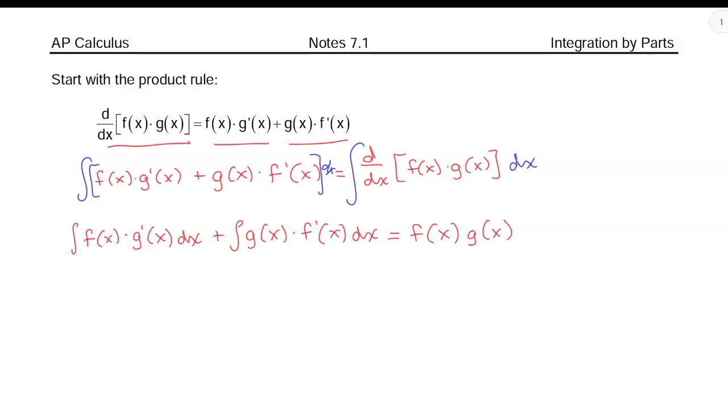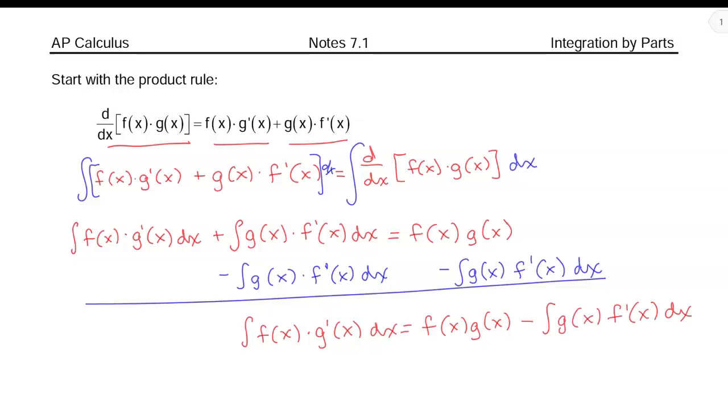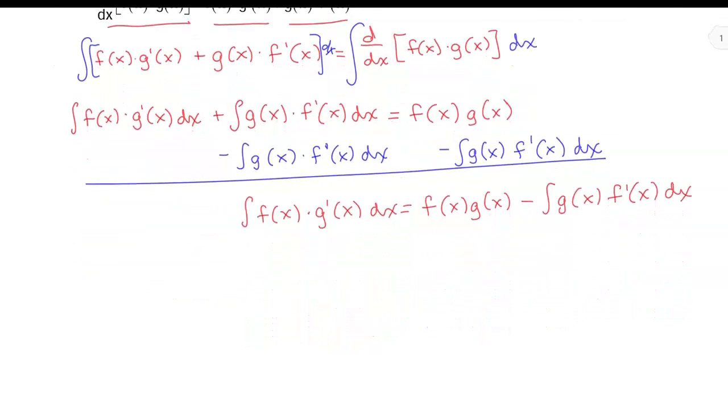Now I'm going to subtract the second term over to the right. So we get the integral of f times g prime equals f times g minus the integral of g f prime. This is our formula for integration by parts.